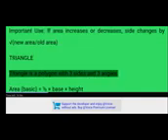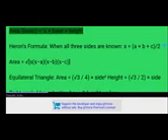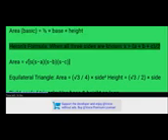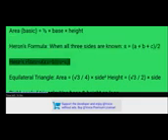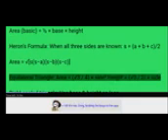Triangle. A triangle is a polygon with 3 sides and 3 angles. Basic area equals 1/2 times base times height. Heron's formula, when all 3 sides are known: S equals (A plus B plus C) over 2. Area equals square root of S(S minus A)(S minus B)(S minus C). Equilateral triangle: area equals root 3 over 4 times side squared, height equals root 3 over 2 times side.